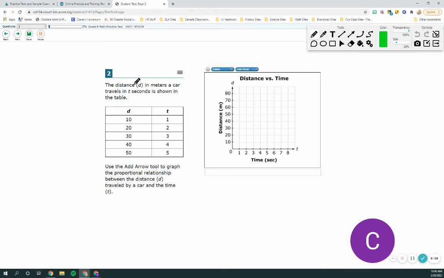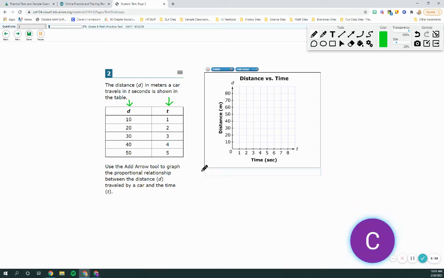The distance d in meters a car travels in t seconds is shown in the table. Now, the first thing I want to make sure you do is look at your table, look at your graph, make sense of it. D is distance, t is time. Okay, it says use the add arrow tool to graph the proportional relationship between the distance, d, traveled by a car and the time. This totally makes sense, right?